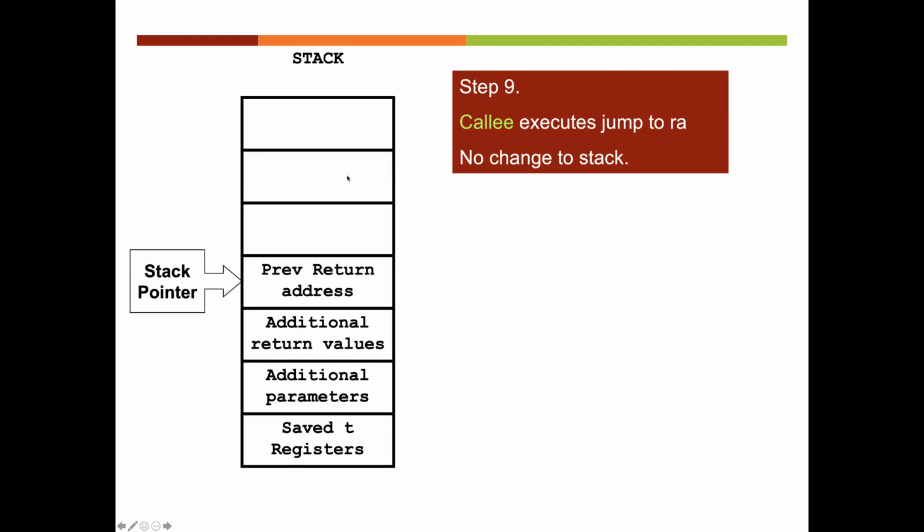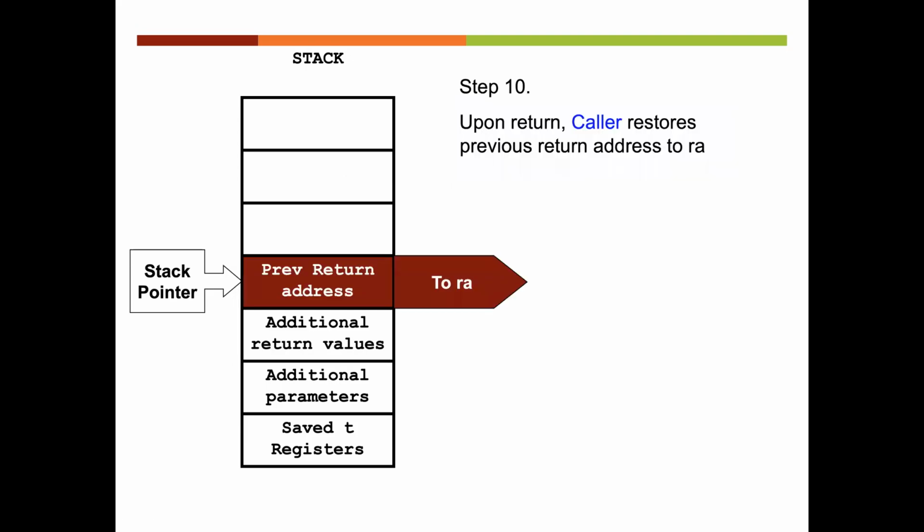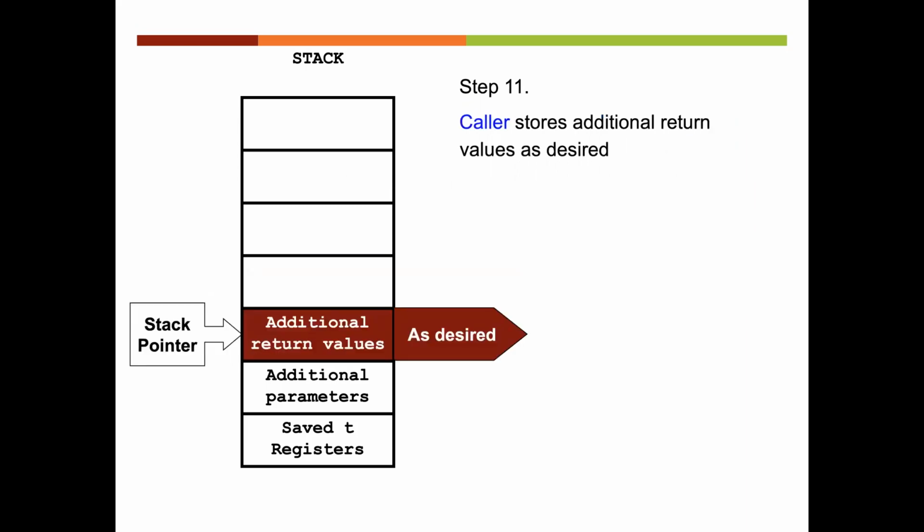And so once the callee executes to jump back to RA, the caller will restore the previous return address, and then this will decrement our stack. The caller then stores additional return values that are required.